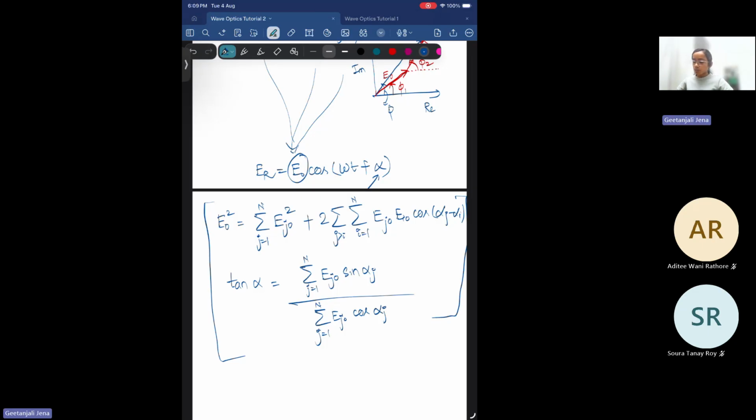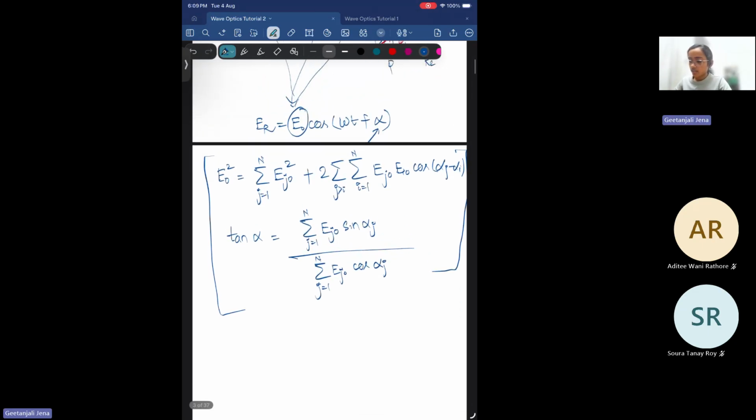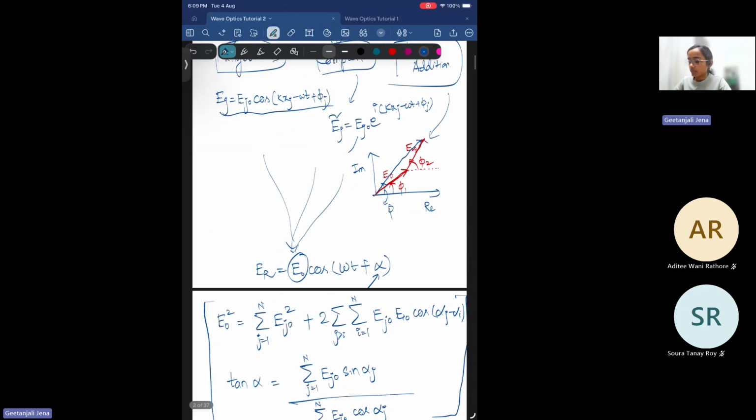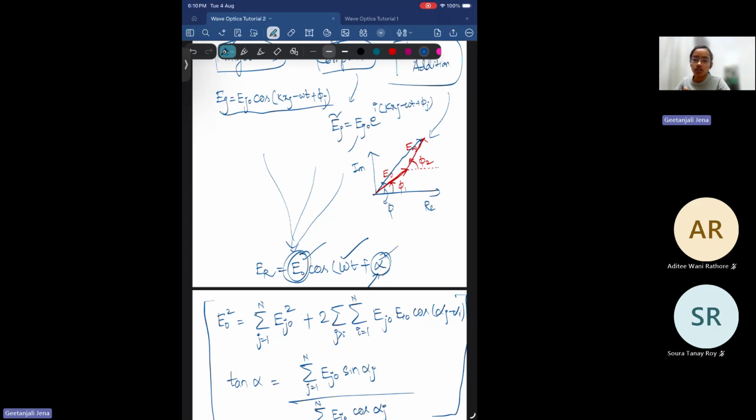Okay. So from this, what we can guess is that when we combine different waves of the same frequency, we get a composite wave. They have the same frequency. Frequency doesn't change after you combine all of them, but the amplitude as well as the phase may or may not change. So this will change alpha and E0, but omega will remain as it is. It is equal to the frequency of the constituent waves.